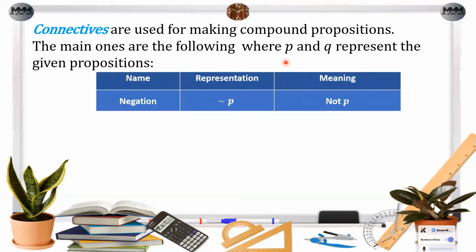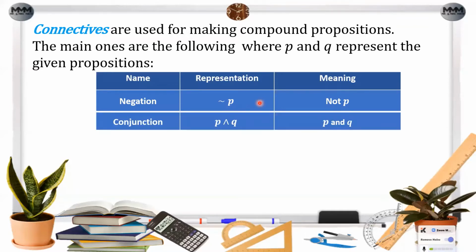First, let's have negation. For negation, we have this representation, and the meaning of this is not P. For example, if P is true, the statement is true, then its negation is false. And then next, we have conjunction. This is the symbol for conjunction, and we can read this one as P and Q.